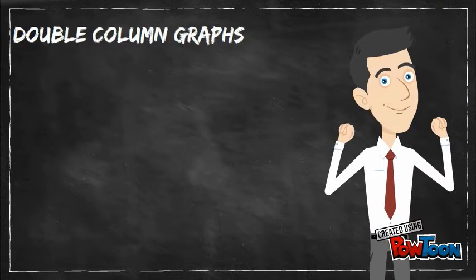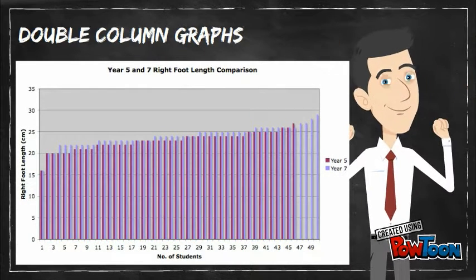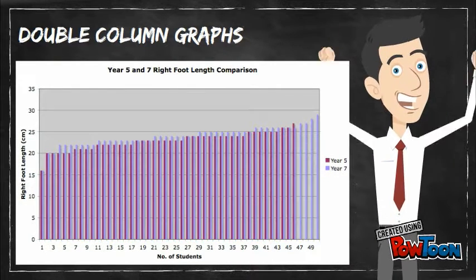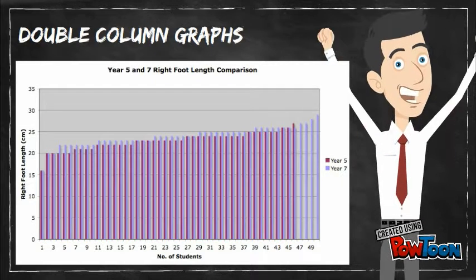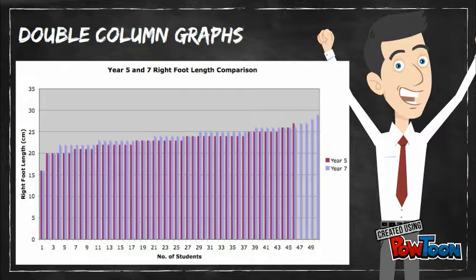Luckily for me, I had more luck with my next double column graph. This column graph is a comparison of the right foot lengths between Year 5 and Year 7 students, and it doesn't take into consideration gender. This graph shows that Year 7s have a slightly longer foot length than Year 5s, and it's a more accurate representation because the sample size is closer.